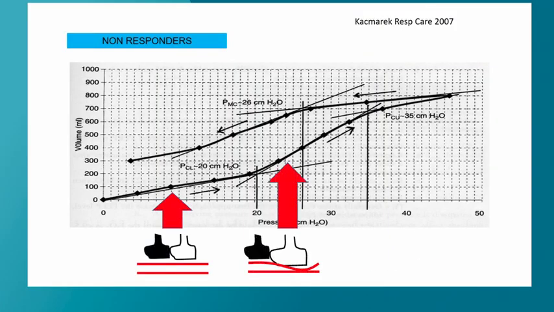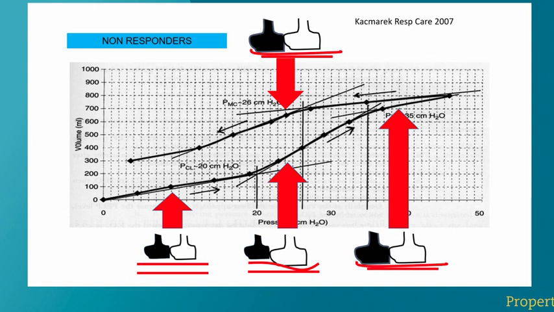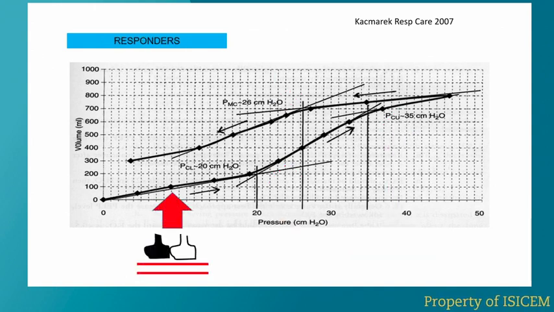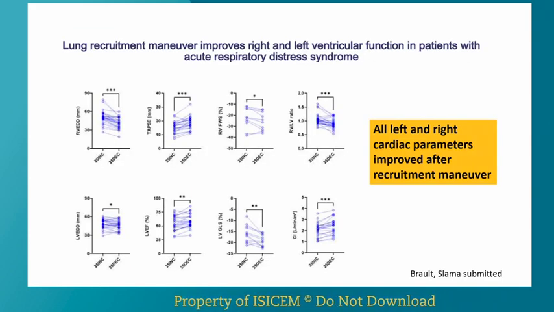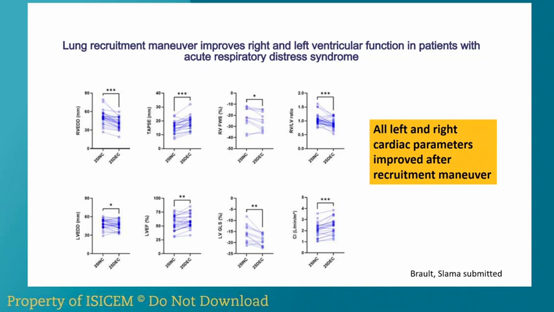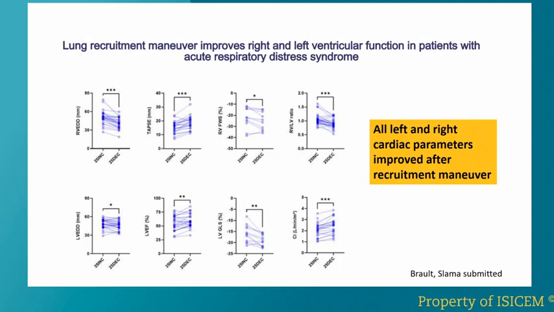So how to explain that? If you don't open the lungs, you compress the capillaries. In contrast, if you open the lung, you have no more compression of the capillaries and no more effect on mainly the right ventricle. And we demonstrated this hypothesis again with our team. So if you apply the same PEEP at 25 before and after the recruitment maneuver, when you open the lung, all the left and right cardiac parameters improved after the recruitment maneuver.